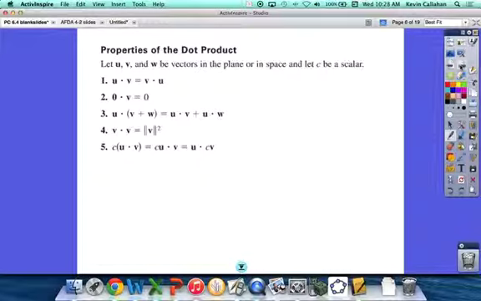What does the next one look like? Associative? Do you see any parentheses over here? It's distributive. It's u dot (v plus w) is u dot v plus u dot w. So it's kind of a distributive property.